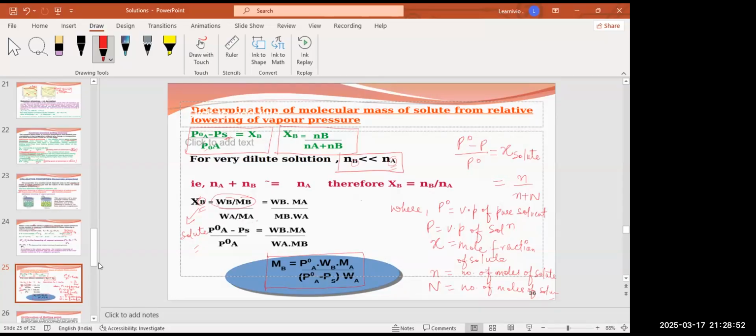So from here, you can calculate the molar mass of the solute, right? From the relative lowering of vapor pressure. Note down the formula: MB equals P naught A into WB into MA upon P naught A minus PS into WA. This is a very important formula. Written?